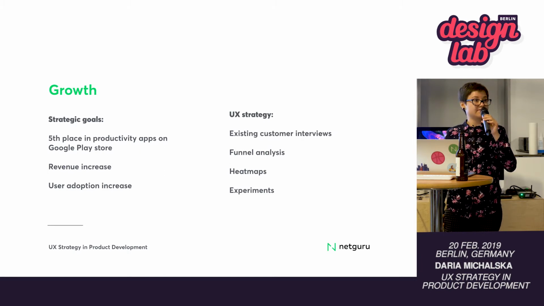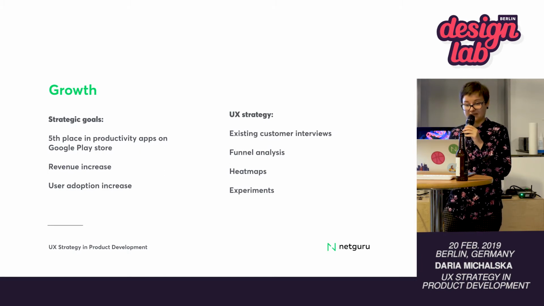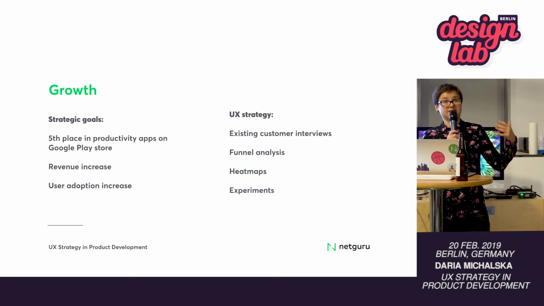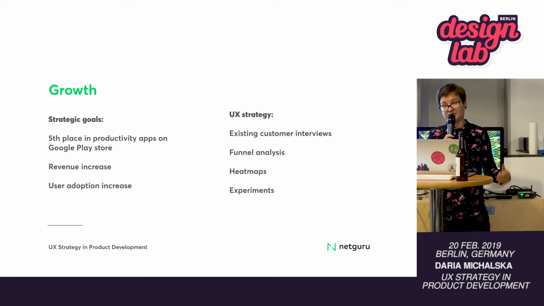So we have a product in the growth stage. And again, the CEO and the other leaders are setting some strategic goals. So the app is still existing on the market, and now their ambitions have gone bigger, and they want to achieve the 5th place in productivity apps on Google Play Store. They want to increase the revenue and, of course, increase the user adoption.